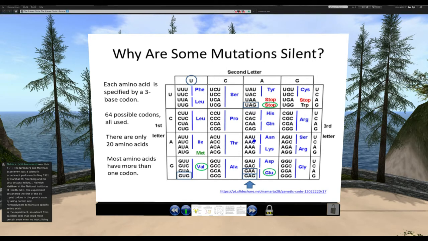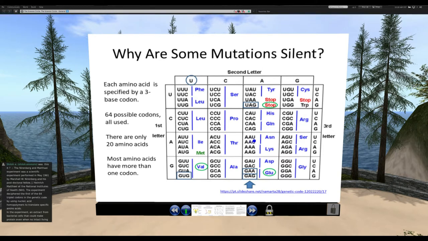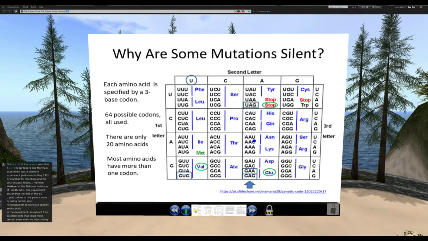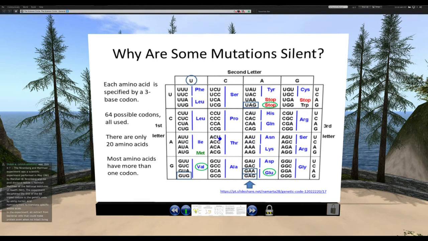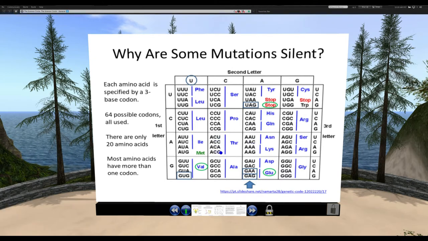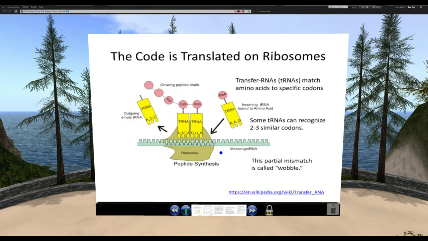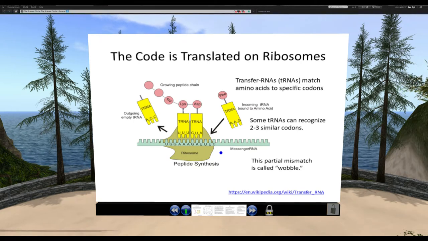So sometimes you have two, sometimes four, sometimes three, sometimes one, sometimes six. But on average, there are about three codons per amino acid. And this repetitiveness in the code is why you can get a silent mutation. If you change this base to this base, it won't change the amino acid. And that works because of the way that proteins are translated.